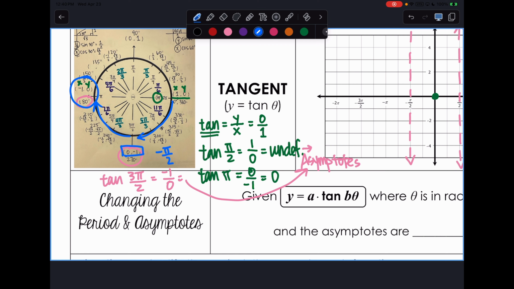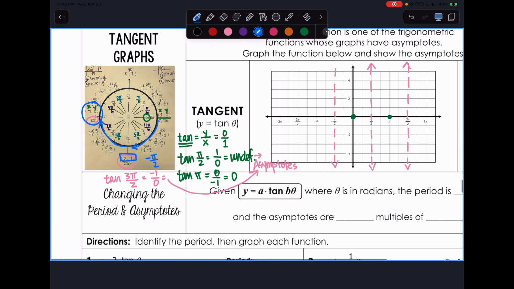Here. What's my tangent there? 0 over 1, -1. So that will be 0. And then I go again in this direction. That will be 3 pi over 2, right? 3 halves. This will be 3 halves. Then I would have another asymptote. Huh. Pretty interesting how they keep repeating, right? Yeah, that makes sense. Okay.